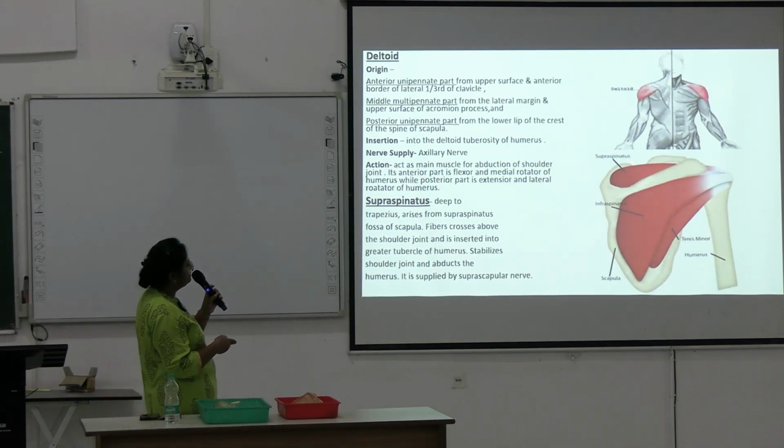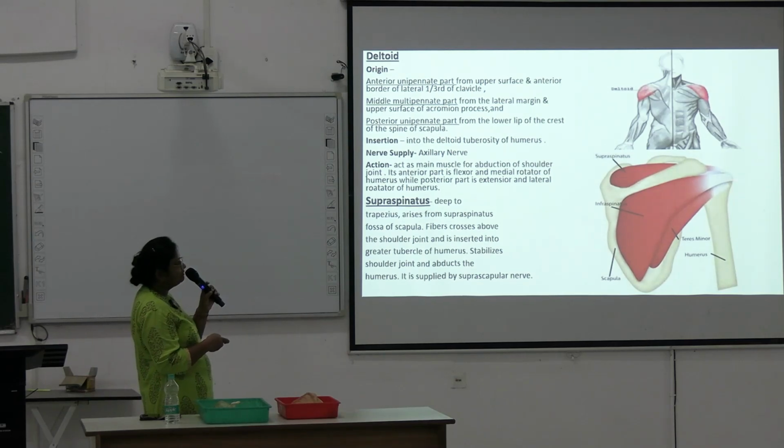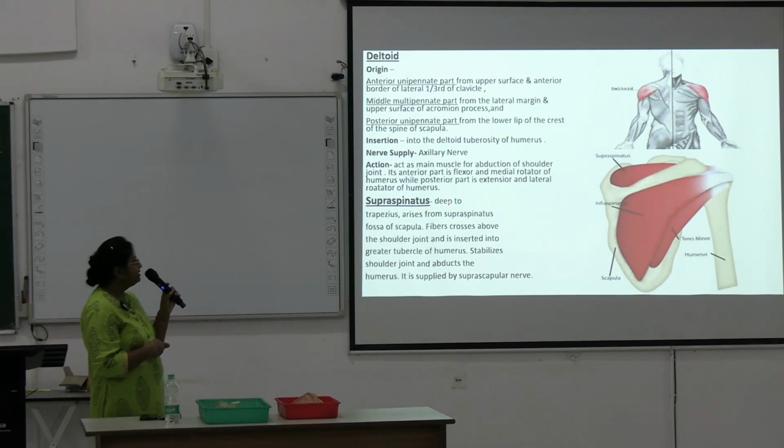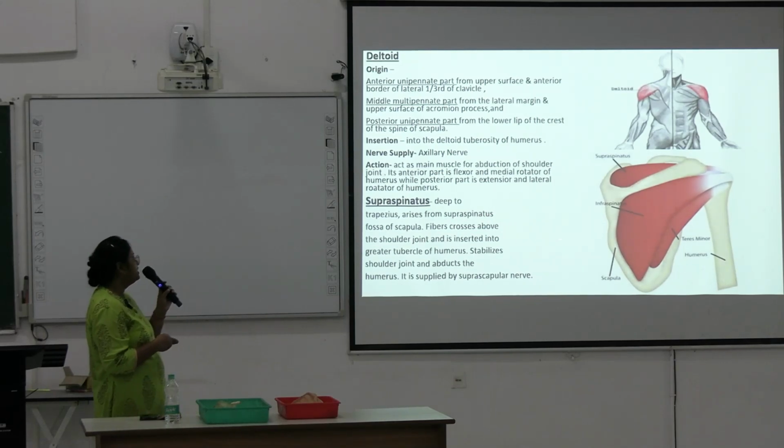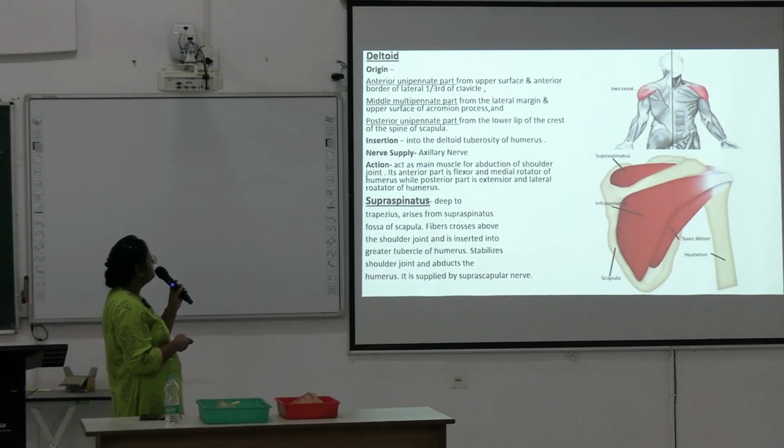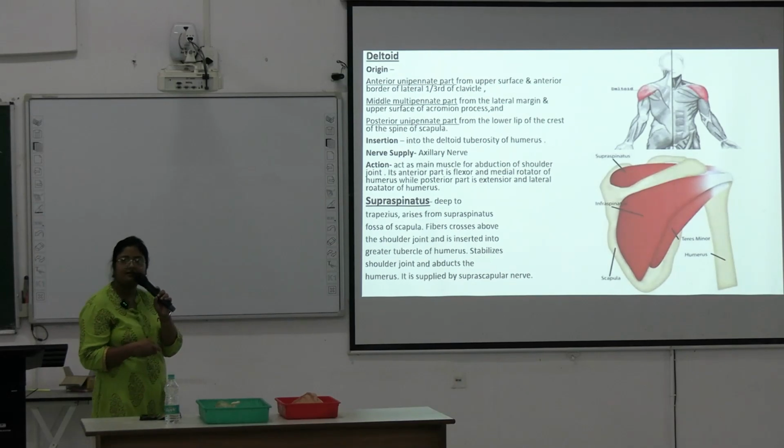Next is supraspinatus. It originates from the supraspinous fossa. It lies deep to the trapezius muscle and arises from the supraspinous fossa of the scapula. Fibers pass above the shoulder joint. Here is the shoulder joint, you can see the articulation between the glenoid fossa and the head of the humerus. So this muscle is lying over the shoulder joint. Fibers pass above the shoulder joint and are inserted into the greater tubercle of the humerus. It stabilizes the shoulder joint and abducts the humerus, supplied by the suprascapular nerve. Okay, understood?